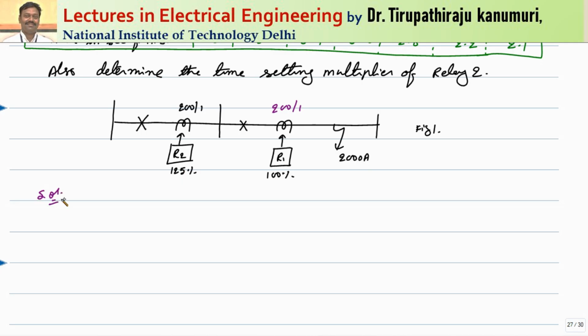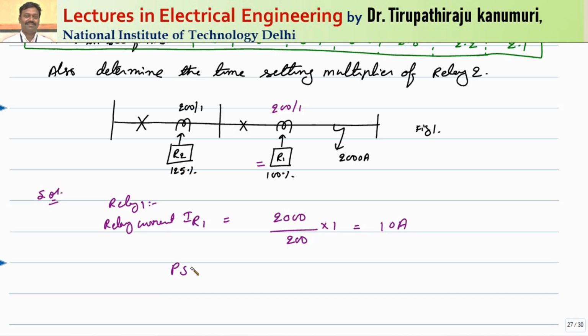So let us try to solve this one. First I am solving for relay number 1, because all the data is given for relay number 1. The relay current, let us represent by IR1, is the current passing through the relay coil. That will be equal to the 2000 A fault current multiplied by the CT ratio, so 2000 divided by 200 into 1. That will be 10 amperes. So 10 amperes will pass through your relay coil.